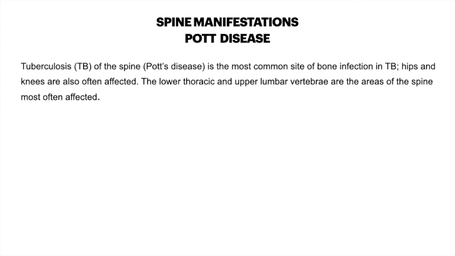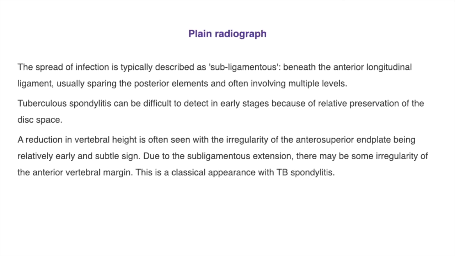Spine manifestations. Tuberculosis of the spine, or Pott's disease, is the most common site of bone infection in case of TB. Hips and knees are also often affected. The lower thoracic and upper lumbar vertebrae are the areas of the spine most often affected. The lower thoracic and upper lumbar areas are the most commonly affected in this case.